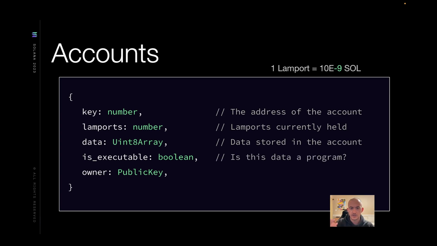And then is executable? Is the data inside this account a program, right? Is it executable as a program? And finally, that owner field that we talked about. So this owner field, this address is always going to be a program. And this is the program that has the right access to this account. There's only one at a time.